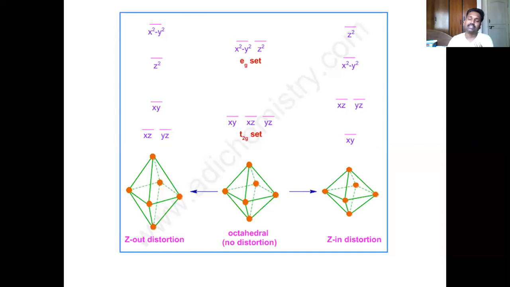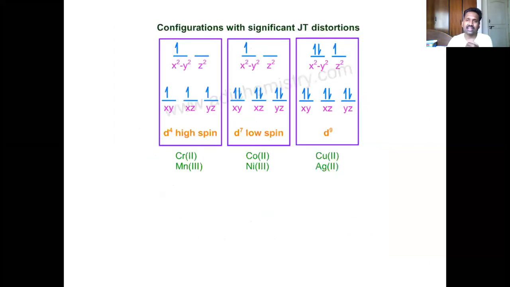Fine. Now, what is the effect of Jahn-Teller distortion on your ESR spectrum? That is what we are going to look at. This is one more slide giving you some common examples which display Jahn-Teller distortions. Usually, D4 high spins, D7 low spins, and all D9 complexes display JT distortion. And D9 are very common examples for JT distortions.